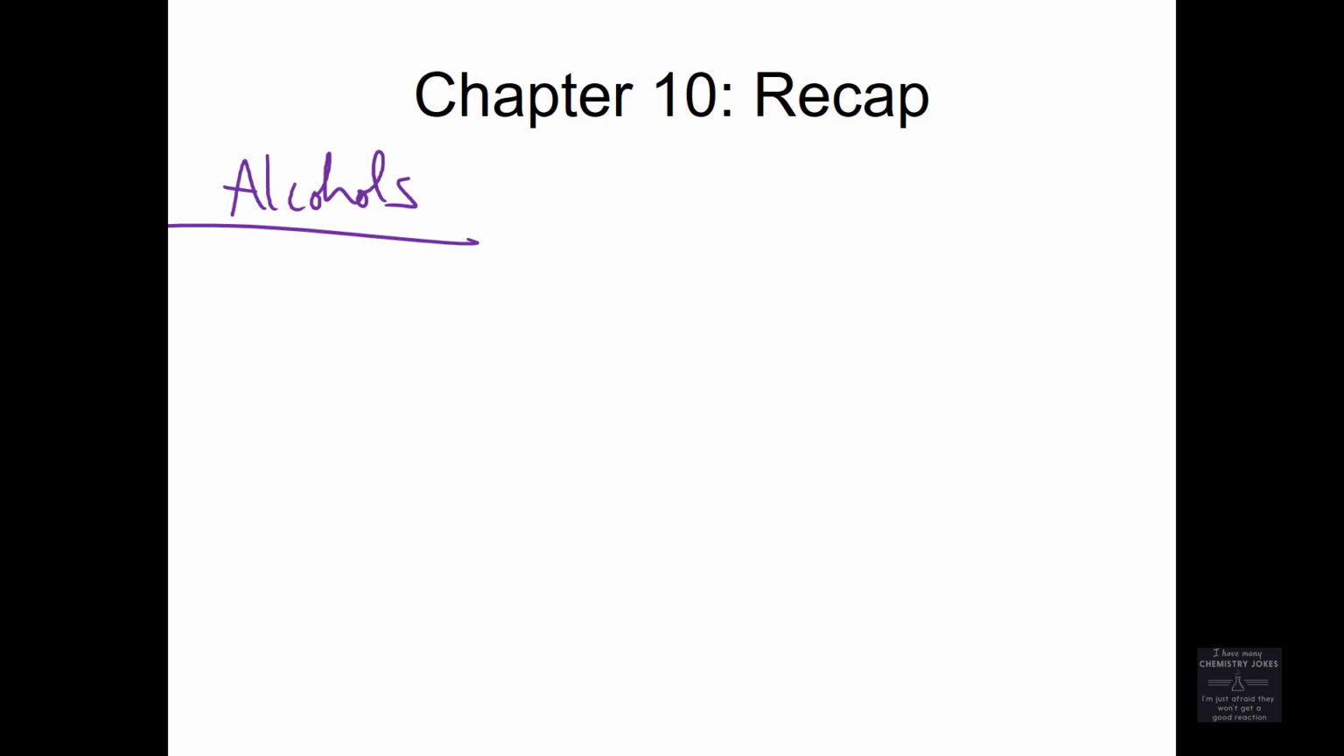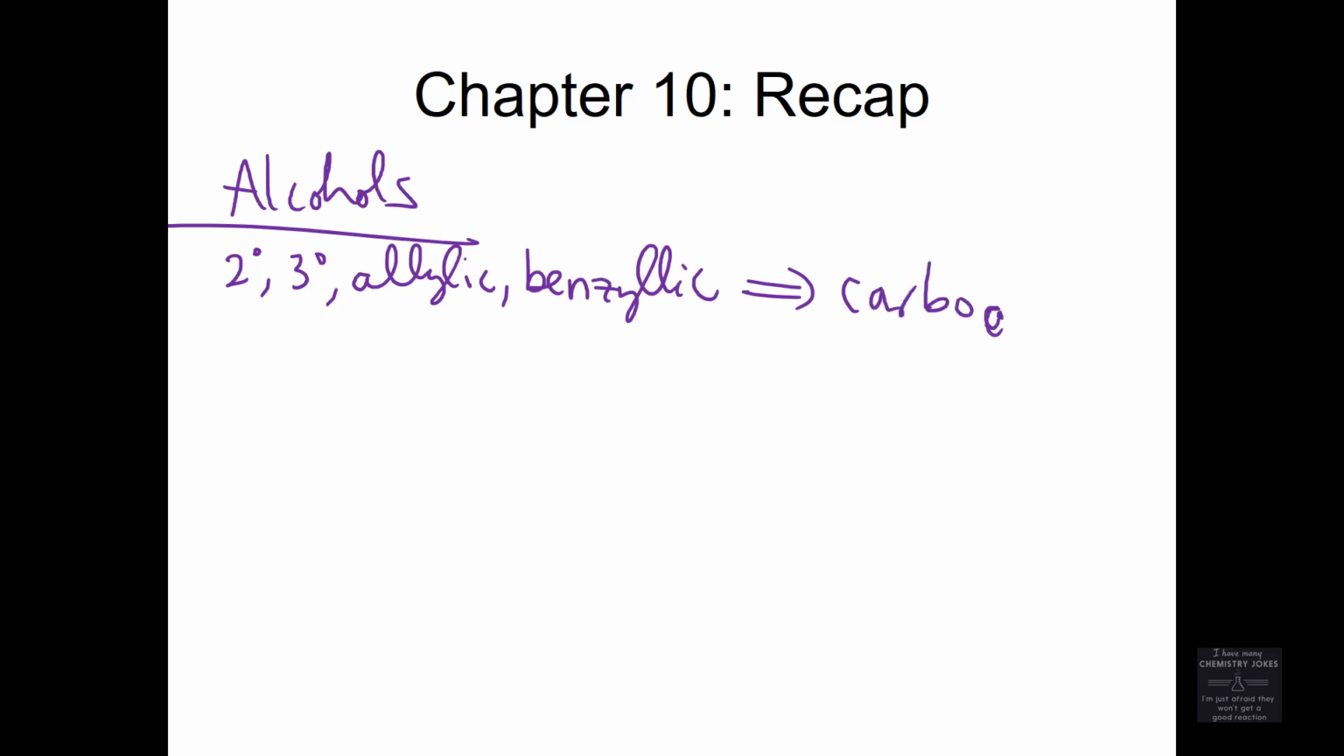Alcohols. Well, if you have a secondary or tertiary alcohol, allylic or benzylic alcohol, those like to make carbocations. That means SN1 or E1. If you have a primary or methyl alcohol, those are not crowded substrates. Those do SN2 paths more often. There are exceptions.